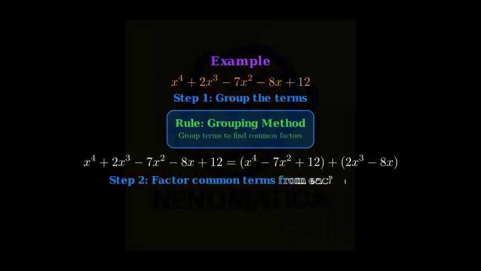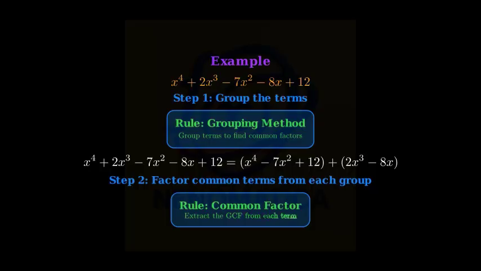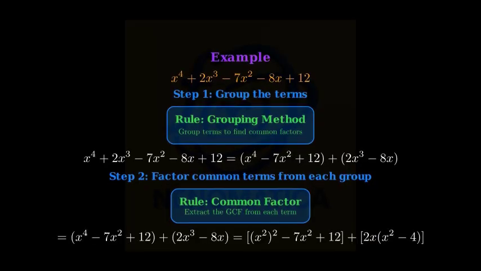Step 2. Now, let's work on factoring each of these groups. For the first group, we can see that it contains terms with only even powers of x. The second group has a common factor of 2x.